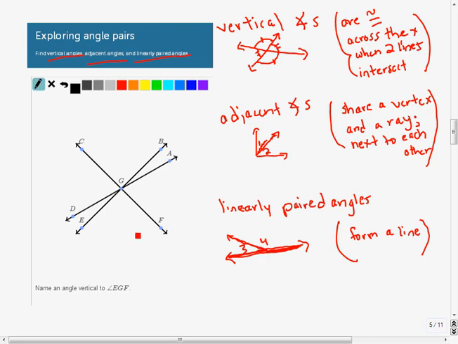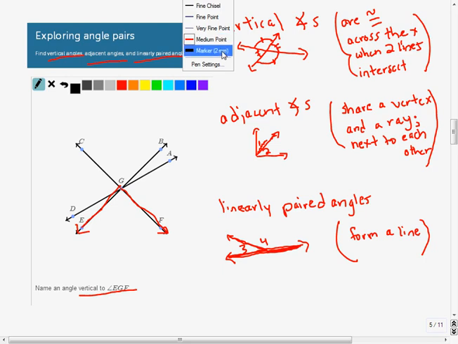Well, let's go over and look at the problem here. It asks us to name an angle that is vertical to angle EGF. So let's first identify angle EGF. So I'm going to take my writing utensil. I'm going to follow E to G to F. Okay, so that is the angle that I have here, and I want a vertical angle to that.